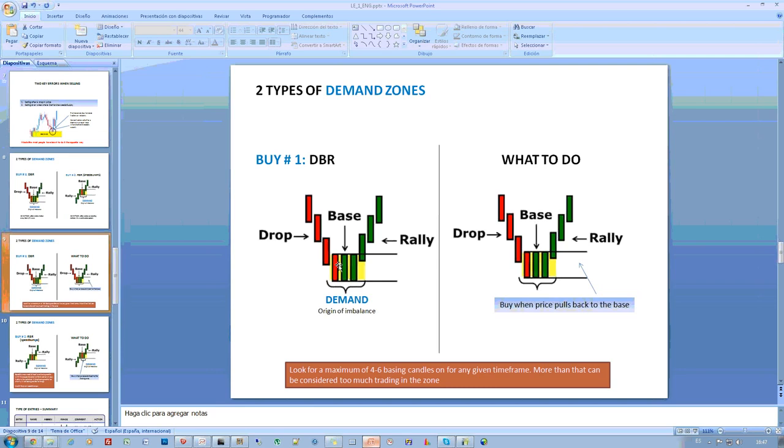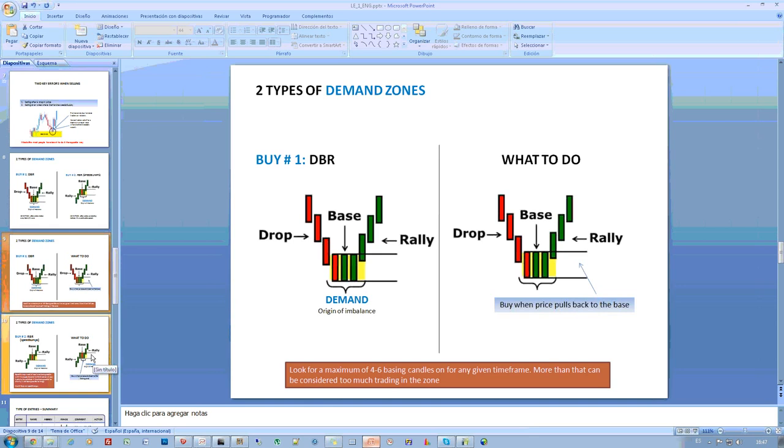If price bases for 1, 2, 3 candles, maybe this is the 1 hour, for 3 hours, and it rises like a rocket, it means that there were so many buyers in this area that many orders will be unfilled. So when price returns to that area for the first time, we should be able to have a nice entry over there. It's higher odds. It doesn't mean it will work, but we have higher odds. This is a numbers game after all. So this is for the valleys, for the swings.